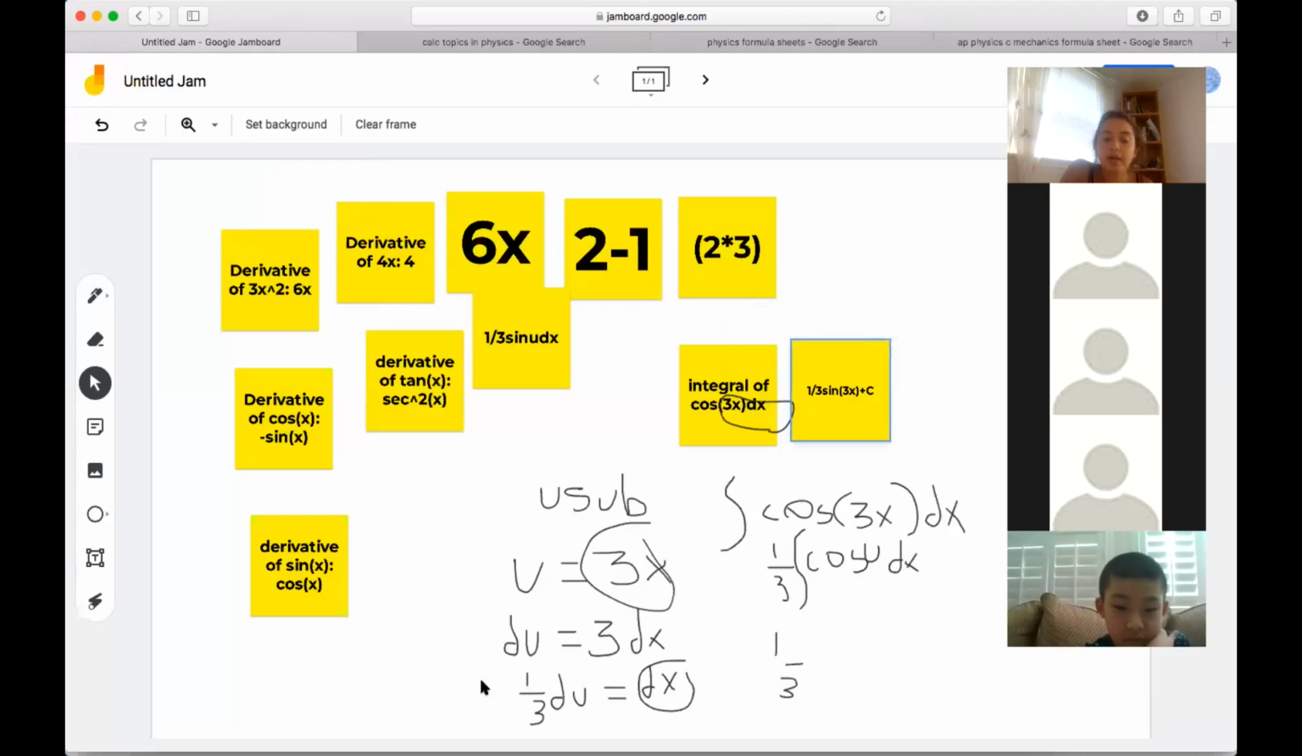And as you can see, I kind of made it complicated, but if you just look at it, it's really just realizing that you need to make the 3 and the 1/3 cancel to make a 1. So you just add a 1/3 and it ends up being the same anyway. So let's do another one like that.